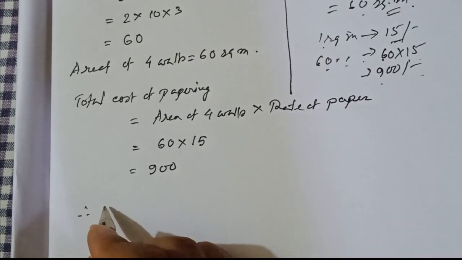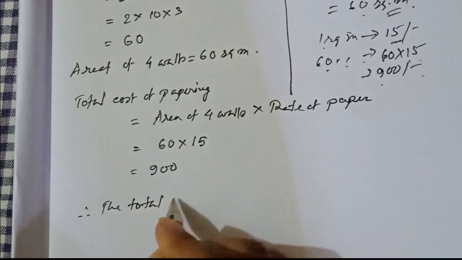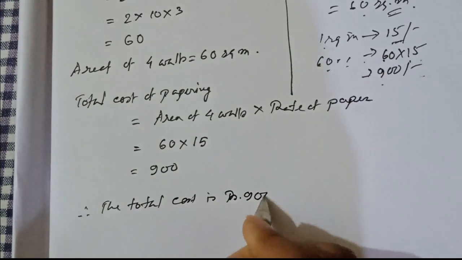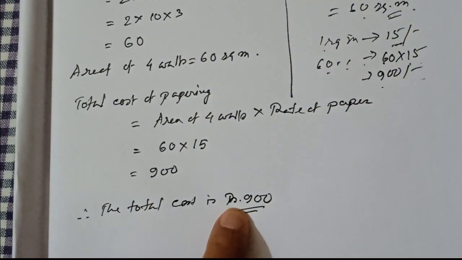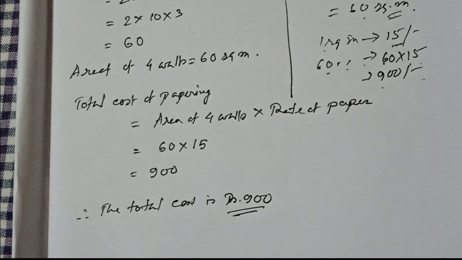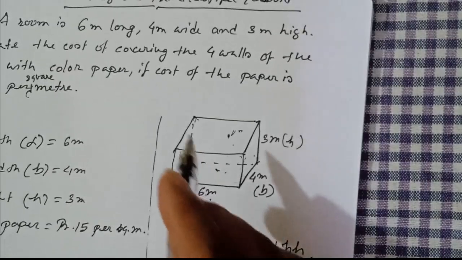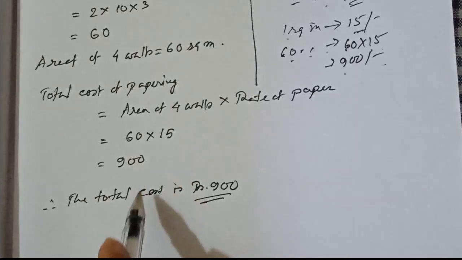Hence, the total cost is rupees 900. Don't forget to use rupees. Okay, this is the cost of covering the four walls with paper. First we find out the area of the four walls, then we find out the rate, and then we multiply and we get the total cost.